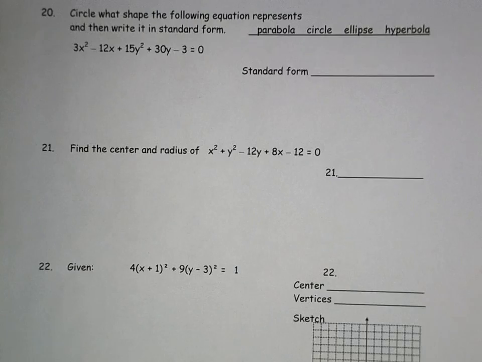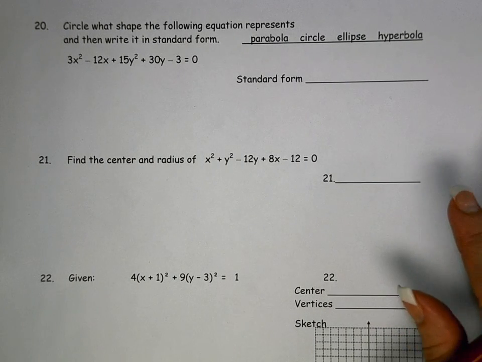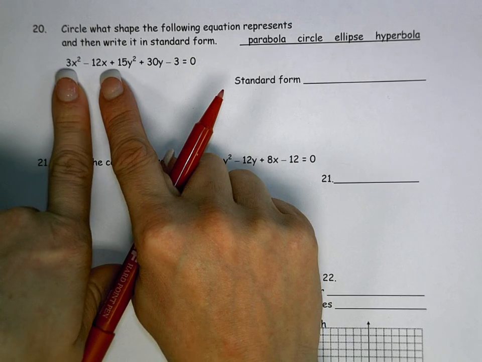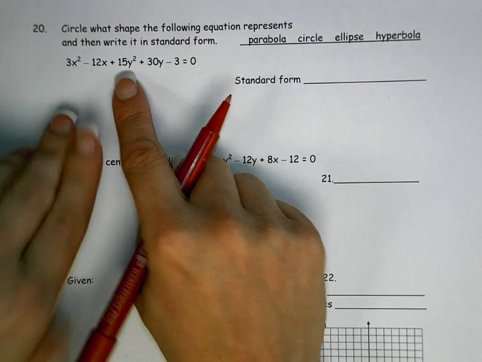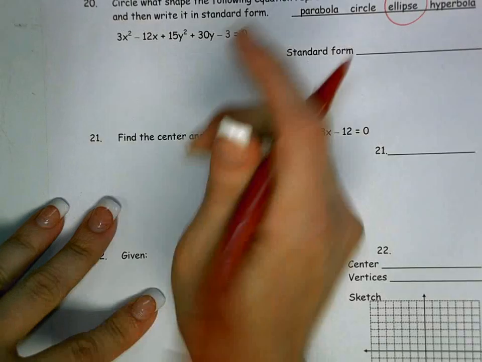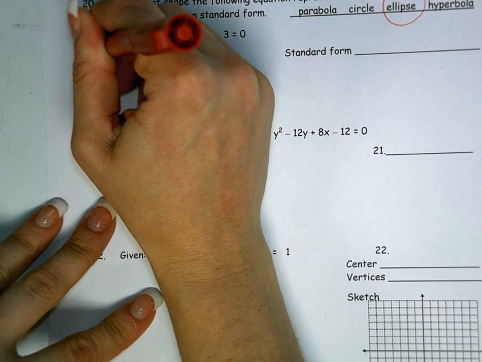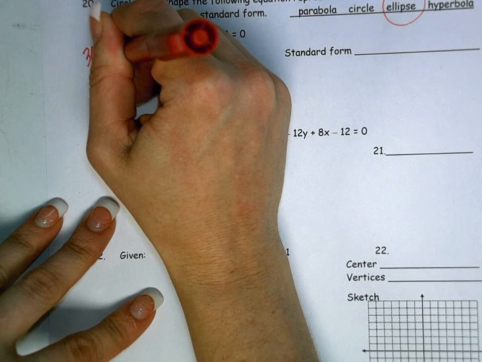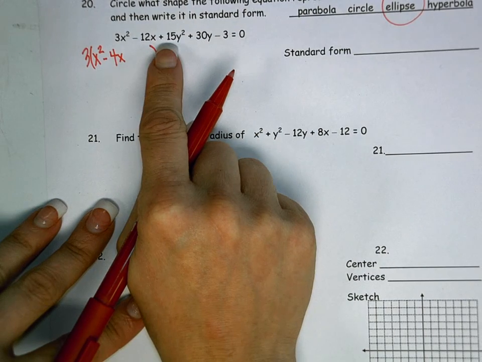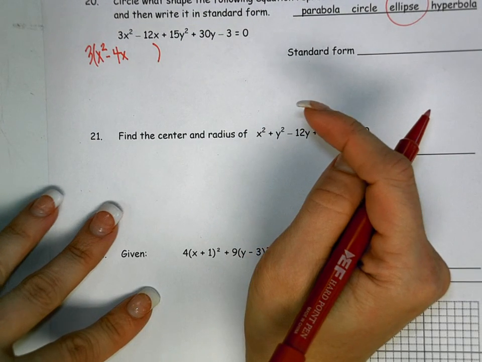Number 20, circle what shape the following represents and then rewrite it in standard form. So since we have 2 squares plus in between different coefficients, it has to be an ellipse. Then to get it in standard form, you want to factor out the number attached to the squares. Whenever they start off like that, are they going to be ellipses, most likely? If it has different coefficients, both are positive, and there's 2 squares, then yes, it has to be an ellipse.